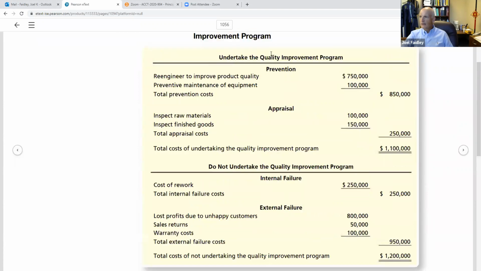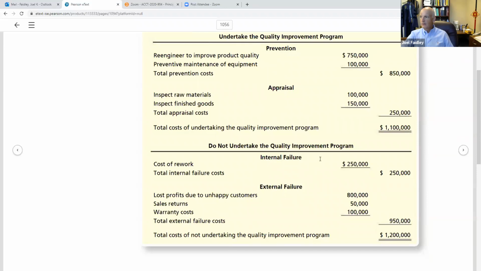There it is, undertake the quality improvement program. Managers, supervisors, all need to understand what goes on with your cost of quality and your total quality management systems. The prevention, appraisal, internal failure, external failure. You're spending these dollars up here at the top in order to make sure you don't have internal and external failure costs.